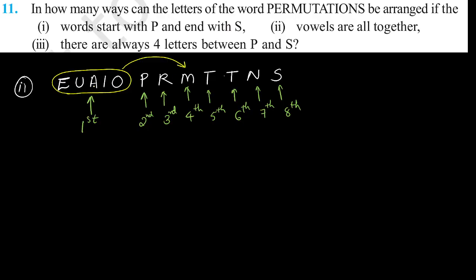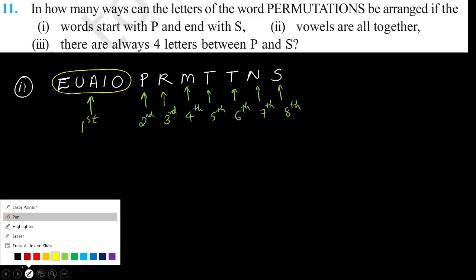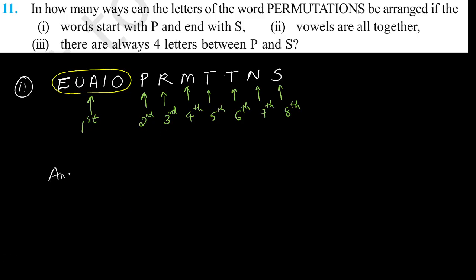Understood? This bundle is considered as a single object. So when you do any kind of interchanging, this bundle will go as a single object to another place. So that is the way. Okay, how many objects are there? 8 objects are there.